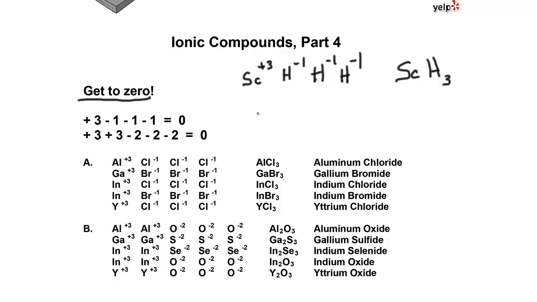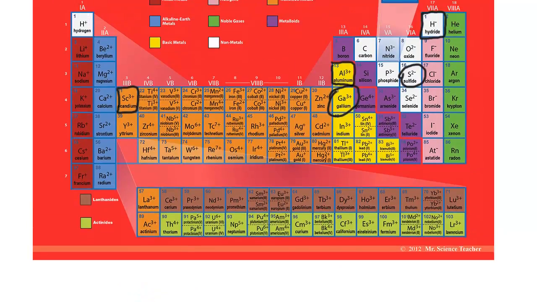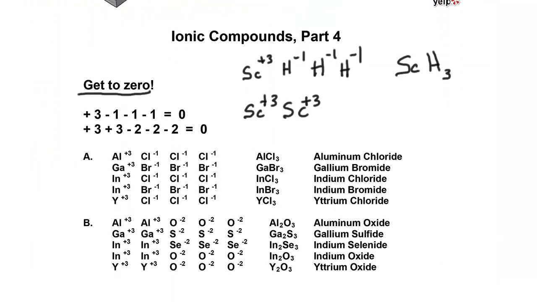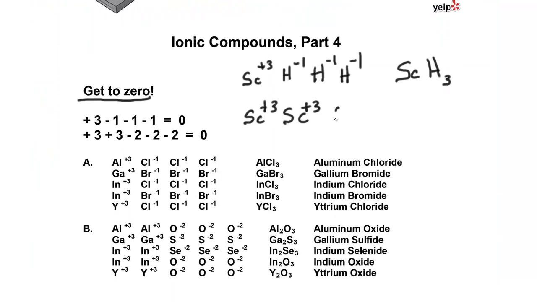So let's do another one like this. Scandium we did, which was a +3. Let's get those down. Scandium +3. Now let's find a -2 up here. So we're going to find something that's a -2. So we're going to look in this column right here. So we could pick oxides, sulfides, selenide, telluride, any of these -2s right here we could go ahead and pick. So let's just go ahead and pick oxide.